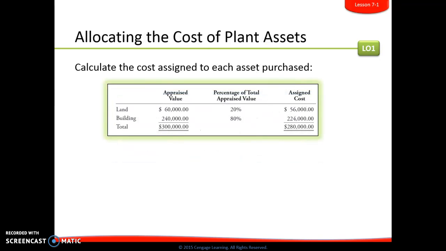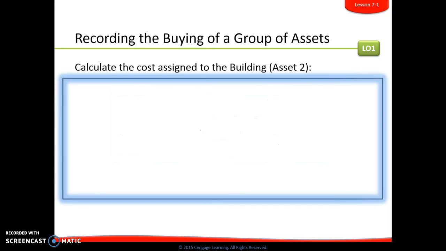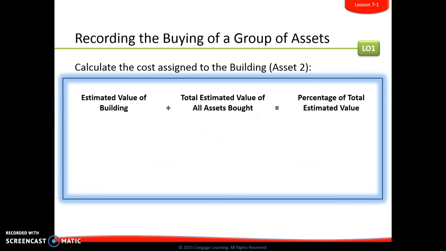So here they're just showing us this information again. This is the same, recording the buying of a group of assets, so allocating the costs assigned to the land, asset 1. So this is what we've already seen. Okay, so now we're going to calculate the cost assigned to the building. That would be asset 2.